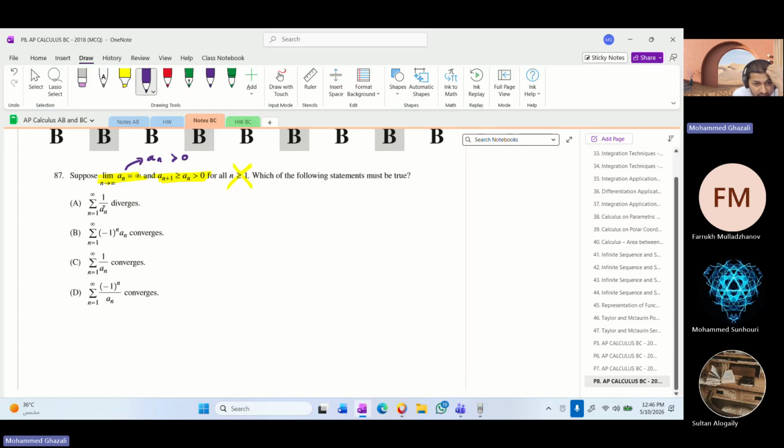So let's provide a counterexample for a_n. If a_n is equal to 1 over n squared, does this converge or diverge? That will diverge. Oh no, converge. Converge by the p-series, isn't it? Yeah. This will converge. So this is incorrect.